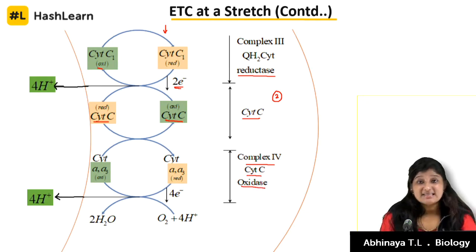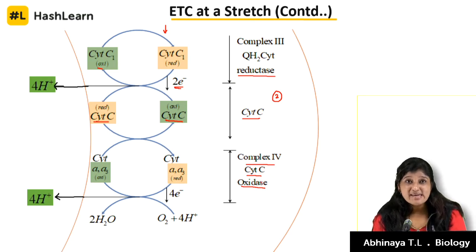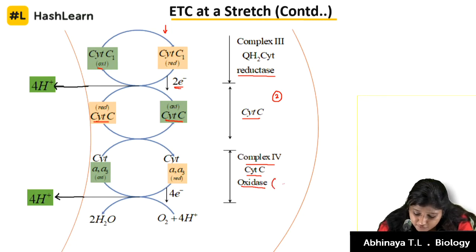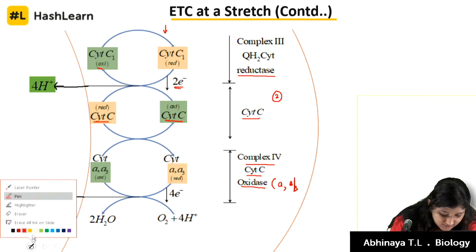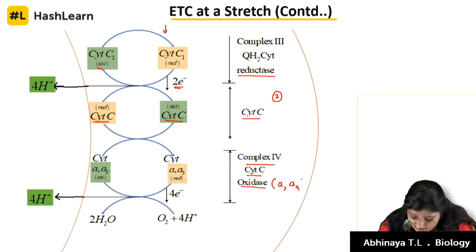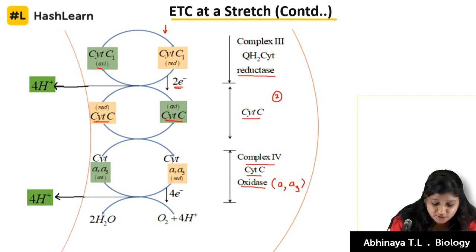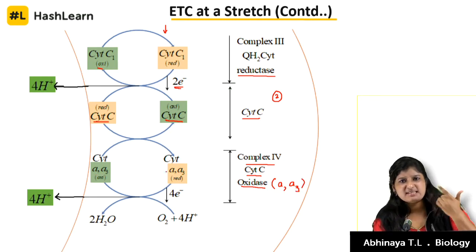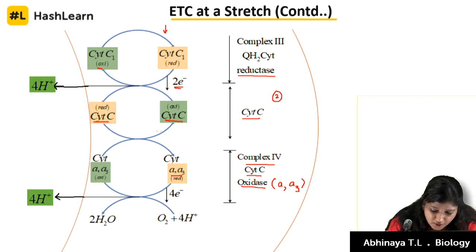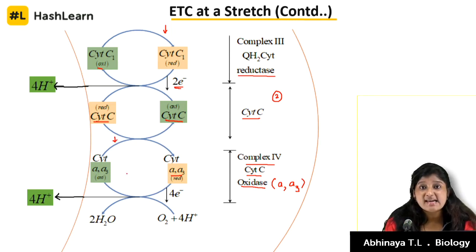Just like complex 3, which is made up of molecules B and C1, our cytochrome C oxidase complex is made up of 2 molecules, A and A3. Just a second, let me use the eraser and make it much neater for you. Okay, A and A3. That is why I have given A and A3. We split up B and C1, but here we are not going to split up A and A3. So the electrons lost by the reduced form of cytochrome C enter cytochrome A, A3.